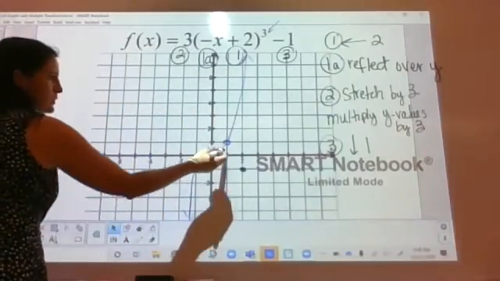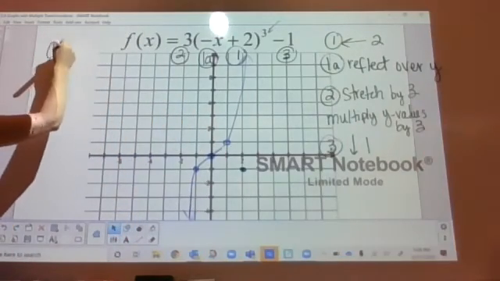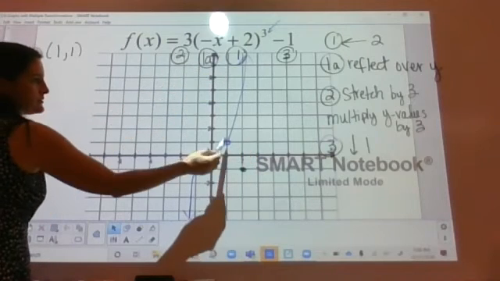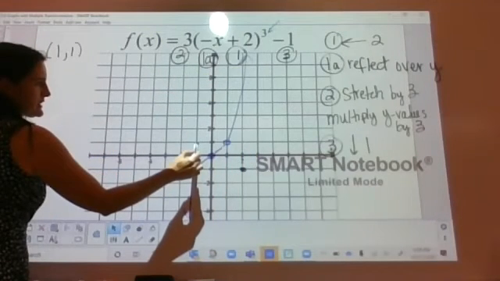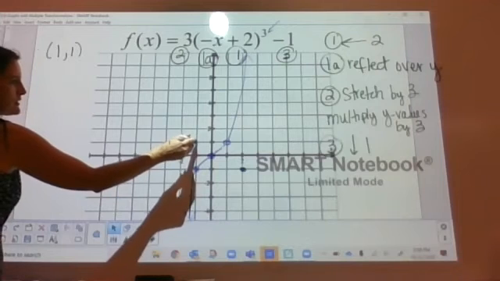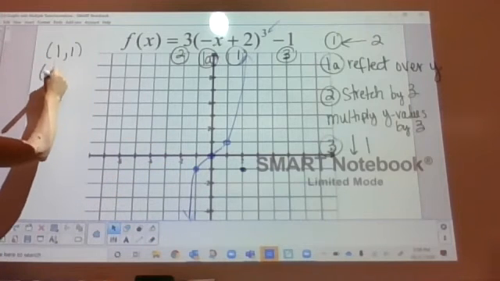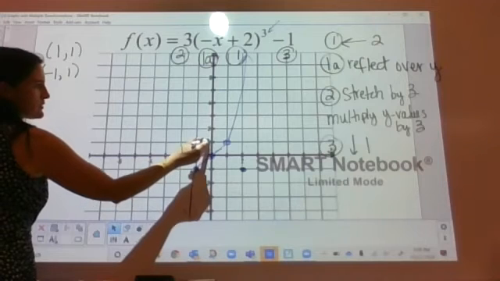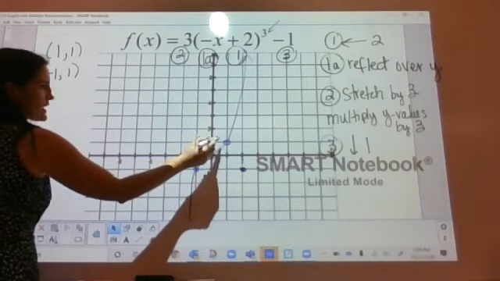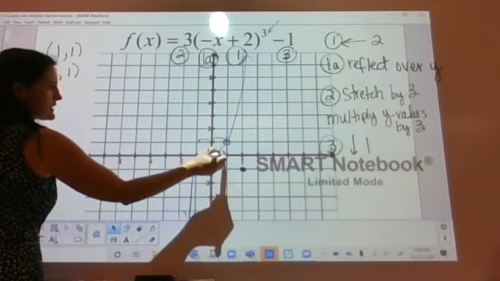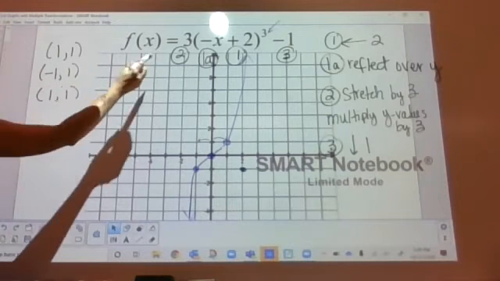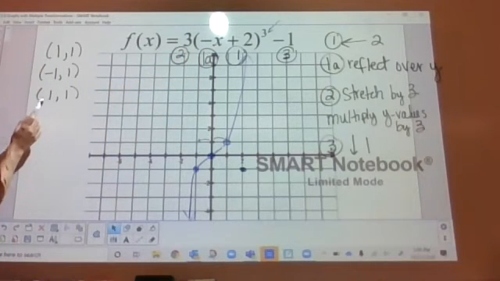So let's do 1, 1 now. I'm going to go left 2. That gets me right here at -1, 1. Reflecting over y, so it's 1 this way. Reflecting over y means 1 this way. So that now it's at 1, 1. Okay, I did the opposite of x. So x was -1, now it's +1.